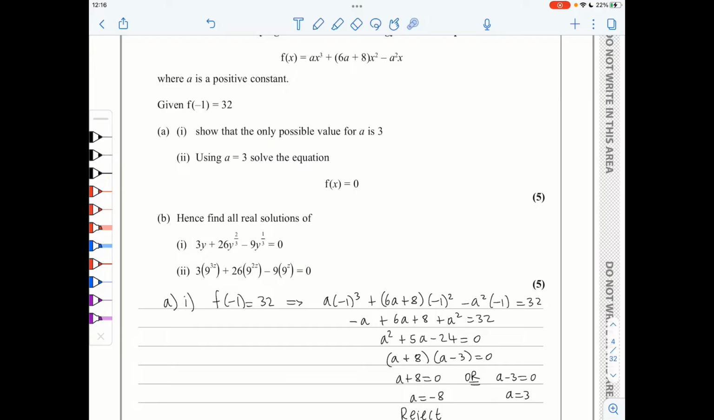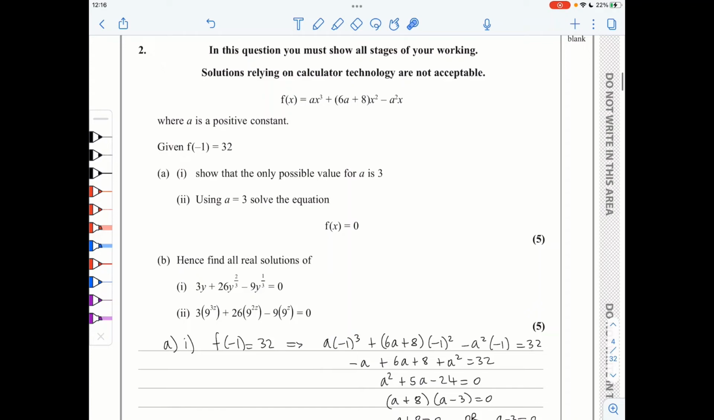Then in part B, we're given 2 equations that have some resemblance to f of x, and we need to solve them both being equal to 0. Now, if we look at the first one here, we can see that the x has been replaced by y to the 1 over 3.